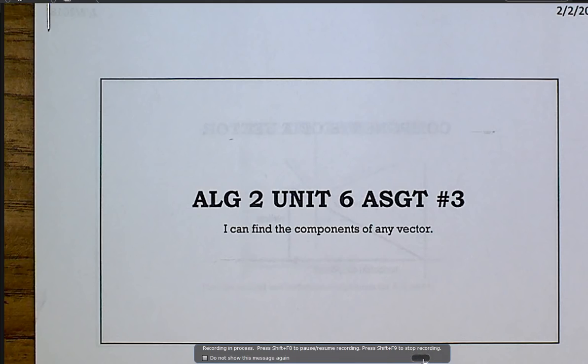Hey everyone, Mr. Skelton here, back at it, starting lesson 3 in unit 6, and today we're going to continue our review of geometry skills in our trigonometry unit, and today we're going to be talking about vectors.